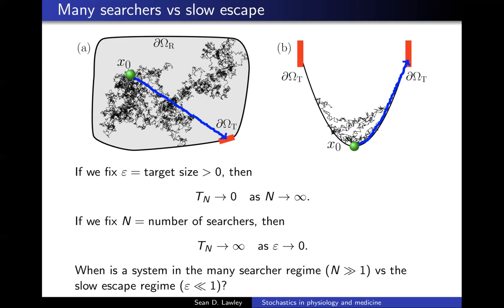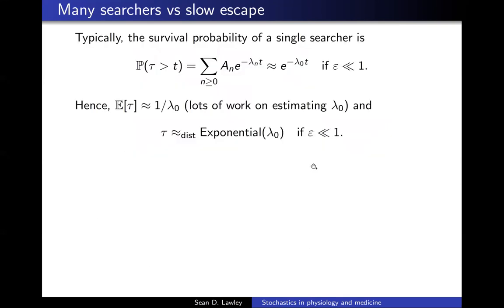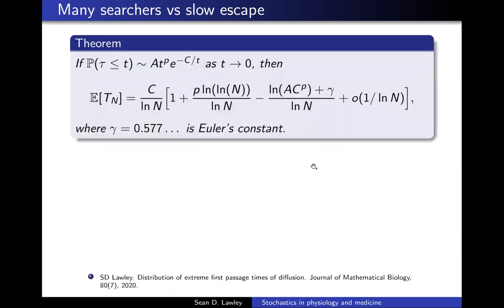And so suppose one wants to know, are you in the slow escape regime, with a deep potential well or a small target, or are you in the fast escape regime where n is large? We have some results on that. In general, I think it's a hard question. Maybe I can show you a plot which should give you a little bit of a sense of it.